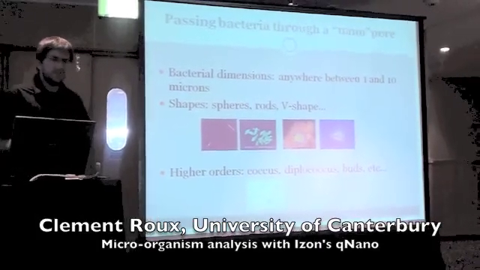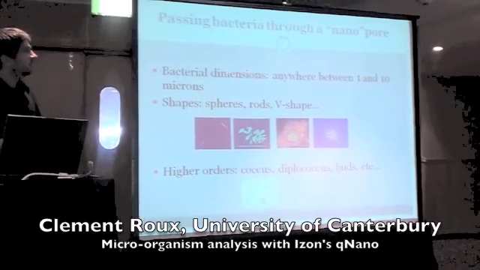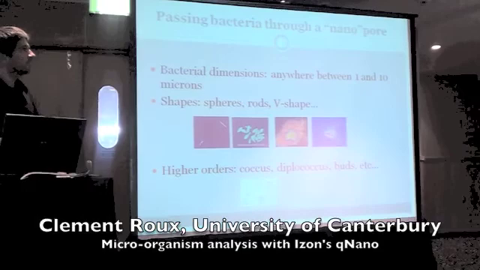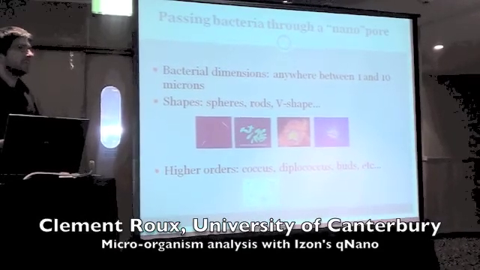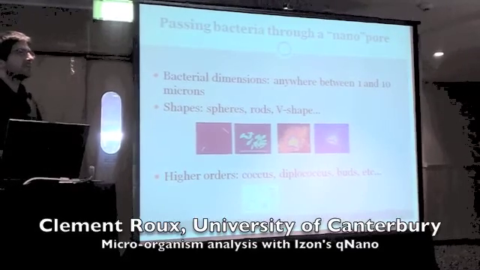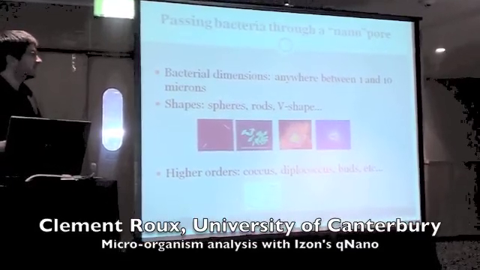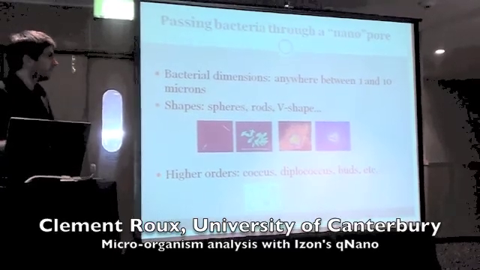Okay, passing bacteria through a nanopore, what challenges are we facing? So the bacterial dimensions, typically you're looking at between 1 and 10 microns. These are typical bacterial dimensions. You might encounter bacteria that are smaller, maybe 600, 700 nanometers, but mainly it falls into that range. The shapes are very variable.